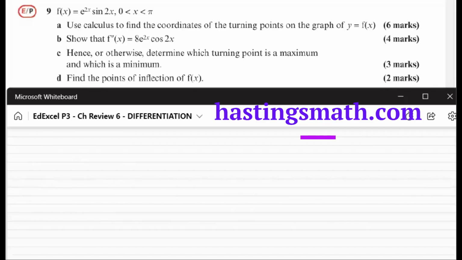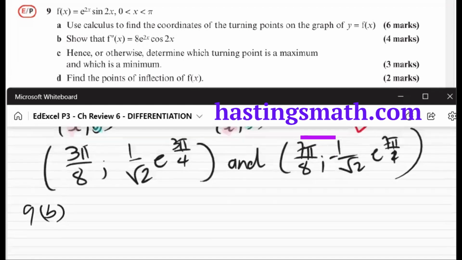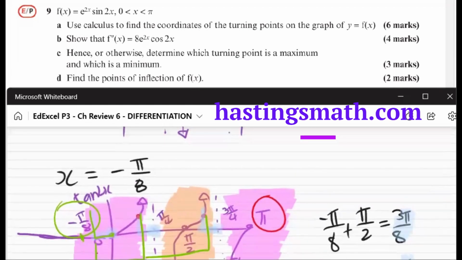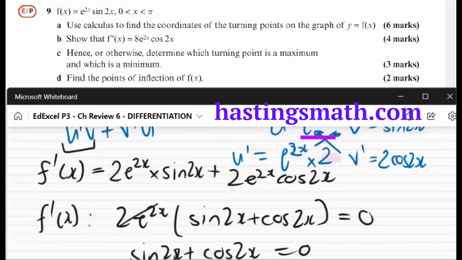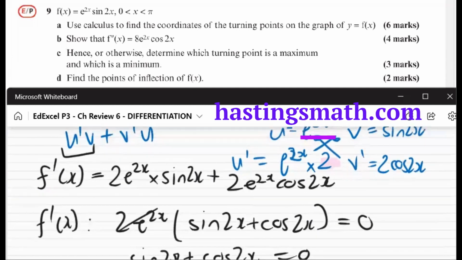This is EdExcel P3 chapter review 6, doing some differentiation questions. This question will be 9 from B to D, or at least 9B. So 9B wants f double dash of x. So we already got f dash of x in 9A, I think. Let me just go back and check. Here it is. So f dash of x.